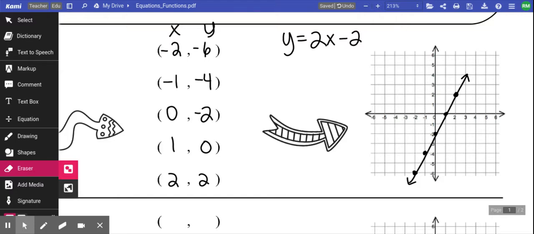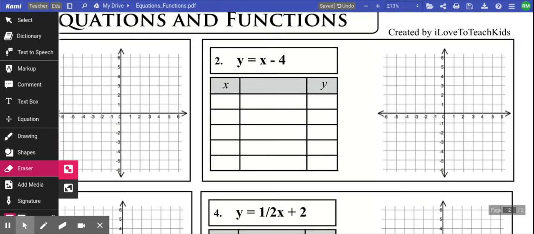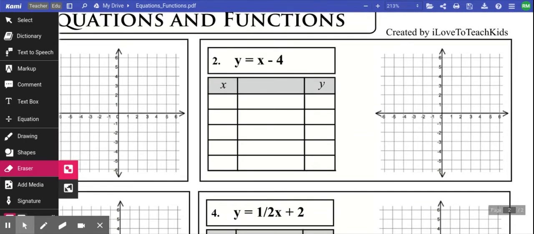Questions about this? No. Okay, we're going to jump around. We're going to go down to the second page before we do the fraction one. Going to the second page, we're going to go to number 2.